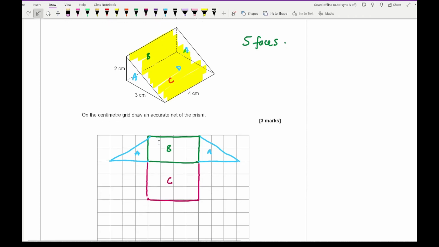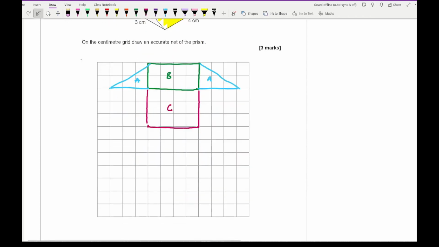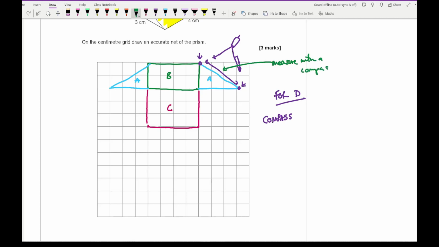Now the next thing I've then got to do is my D. For this, you are going to need a compass and ruler. Now for D, what you need is to grab your compass, and you need to measure this distance here. What I'd recommend is, if I just do a little sketch of a compass, here is the pin, and here is the pencil. What you need to do is set your pin on here and set your pencil there and measure this distance here. So you want to measure with a compass this length.